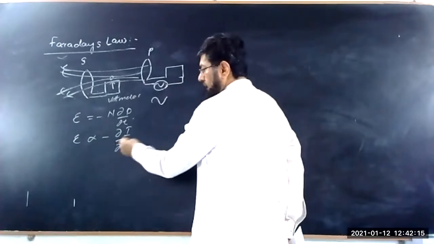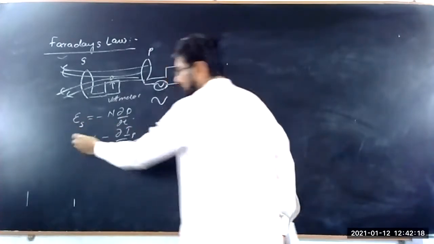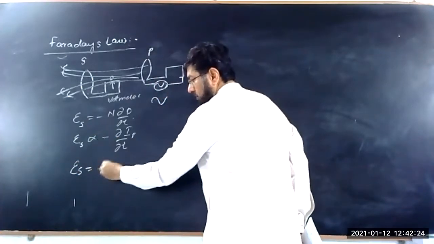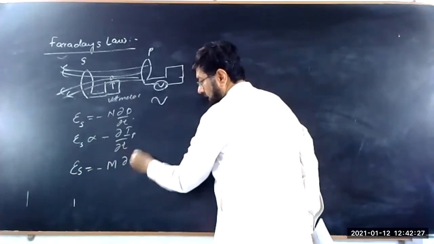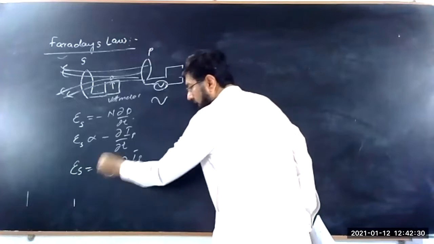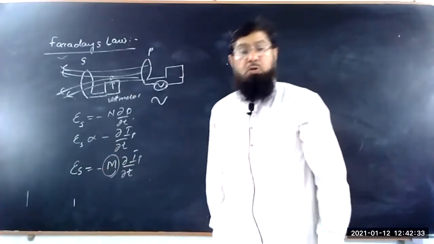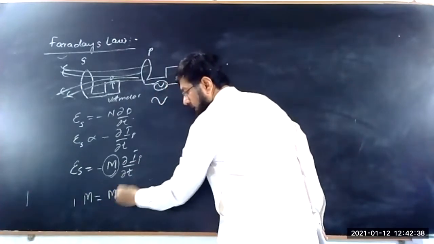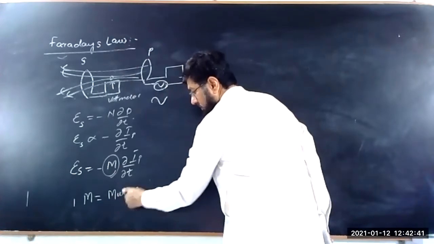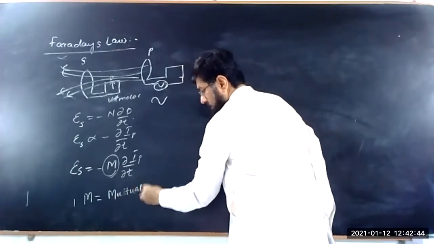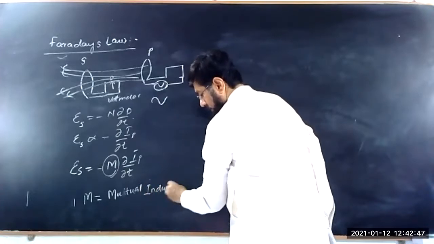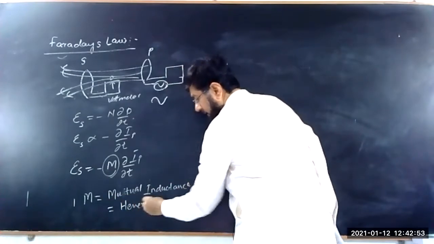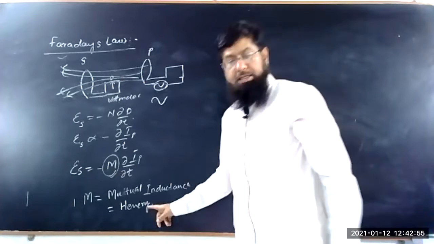This we call the primary coil, and this we call the secondary coil. So the EMF in the secondary is equal to, with proportionality replaced by a constant which we call M, M di over dt. This M is a constant known as mutual inductance, and its unit is Henry.